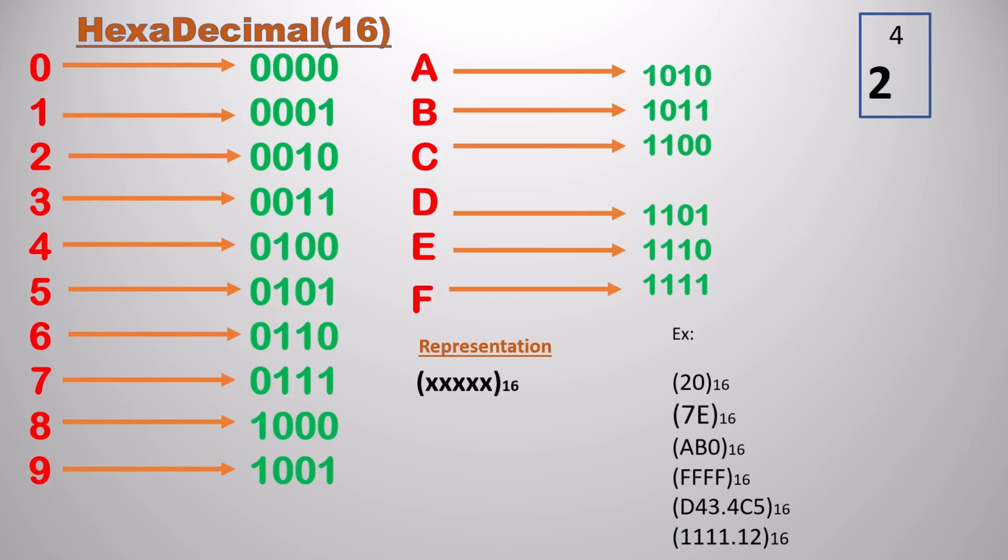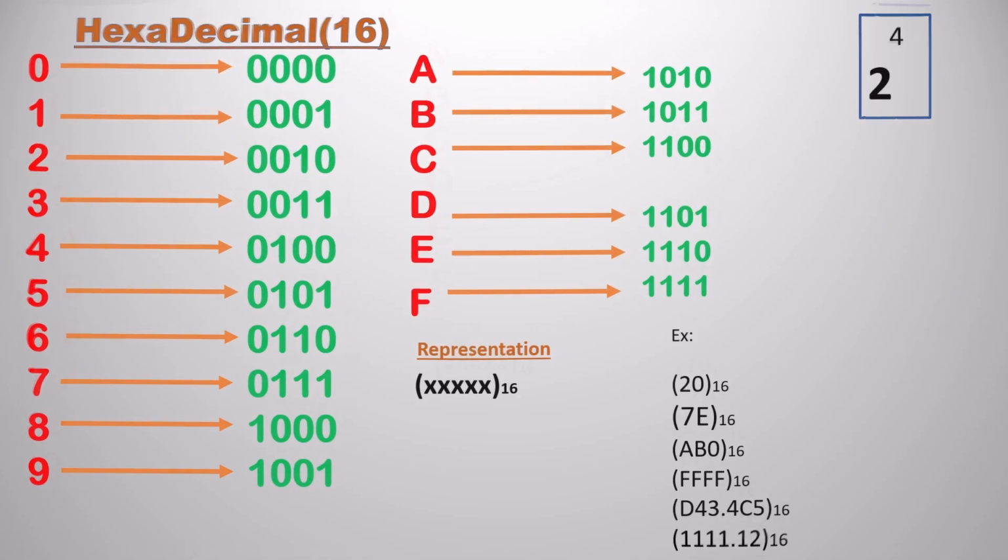If you consider the representation of hexadecimal, it is somewhat similar to octal. Outside the brackets we write 16 as the notation. You can see some examples, such as (20)16, where after the brackets you write 16. If you write 16 outside, it is hexadecimal; if you write 8, that is octal; 2 is binary, and 10 is decimal.